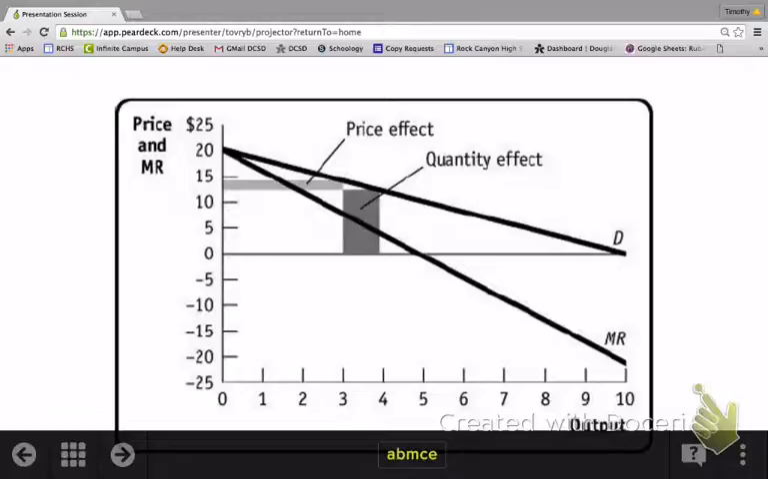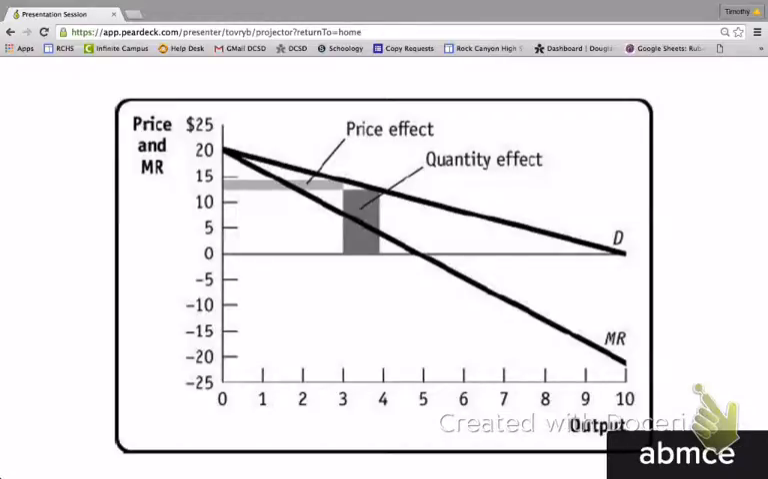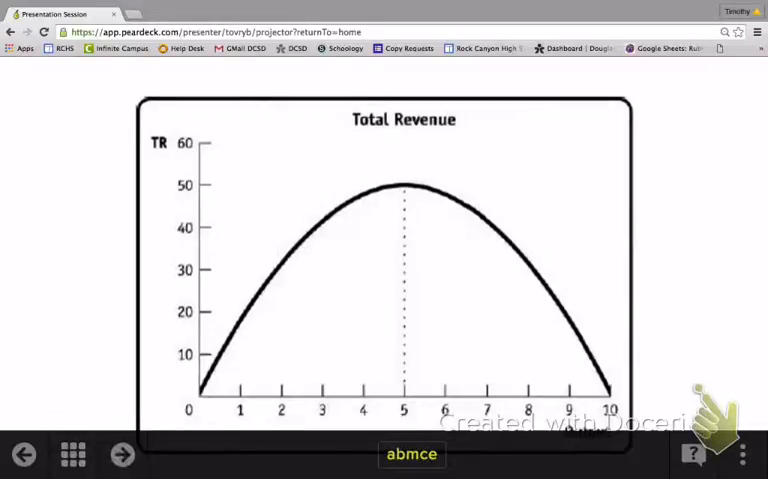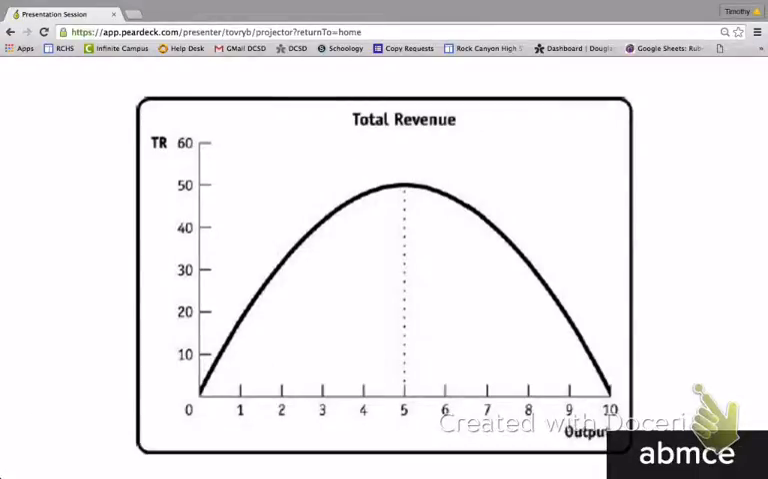So the quantity effect and the price effect are illustrated by the 2 shaded areas in this graph. Because the quantity effect is greater than the price effect, marginal revenue is still greater than 0. We can also show a graph of the total revenue curve that shows that for units 0 through 5, total revenue is rising because the quantity effect is larger than the price effect. However, for units 6 through 10, total revenue is falling because the price effect is larger than the quantity effect.